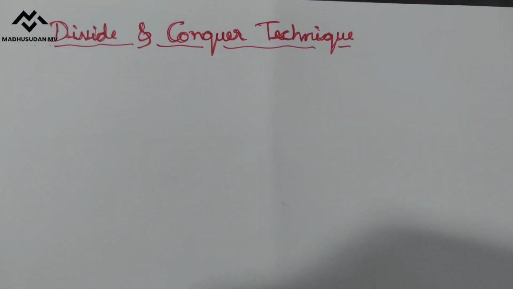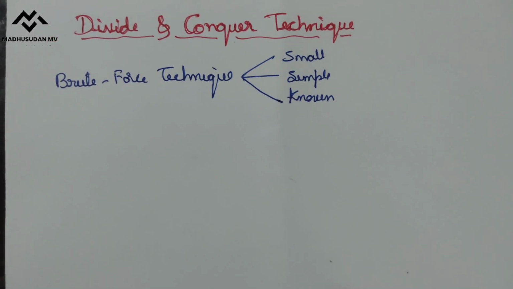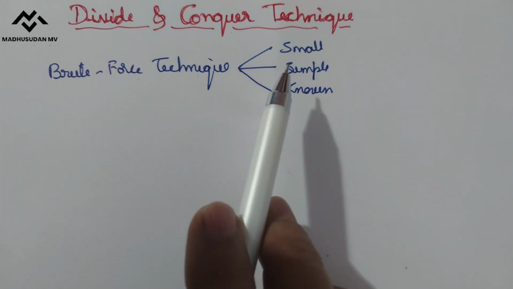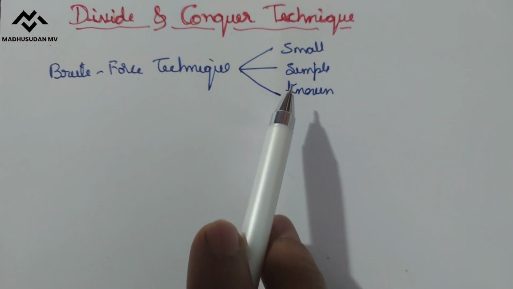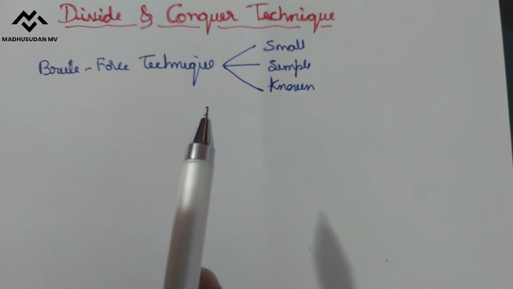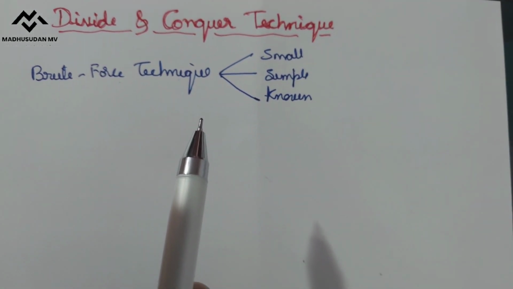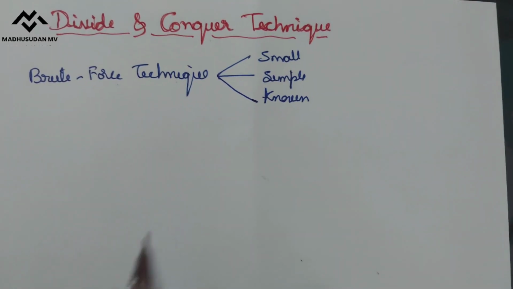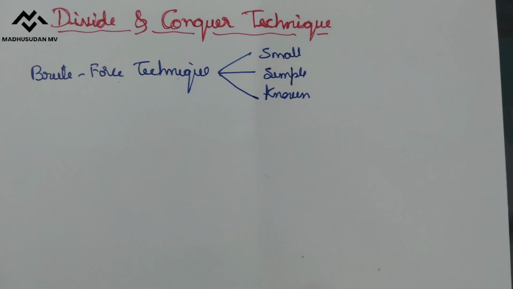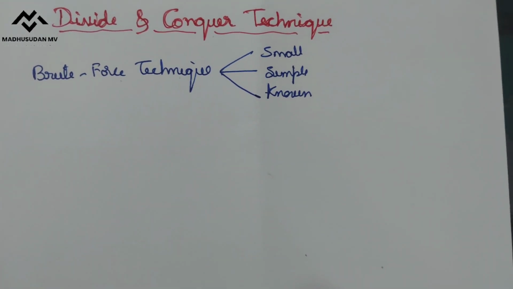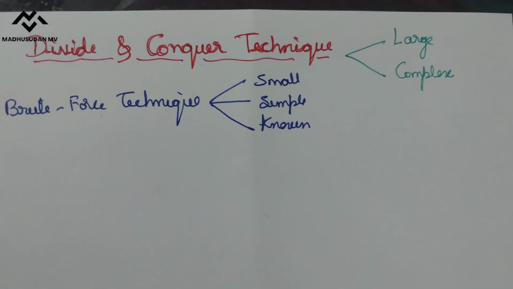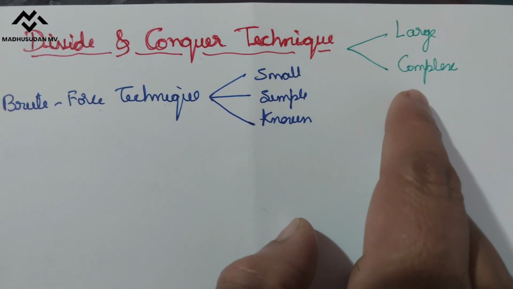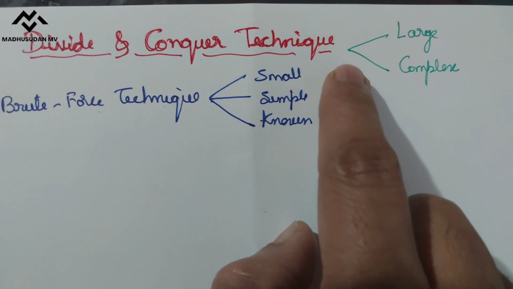And we know when we apply the brute force technique. It can be applied only when the problem size is small, simple and known. Suppose the problem size is large and complex, then it is not possible to apply brute force. Then we need to apply other techniques. Now we are discussing the divide and conquer technique. If the problem size is large and complex, then we apply divide and conquer.